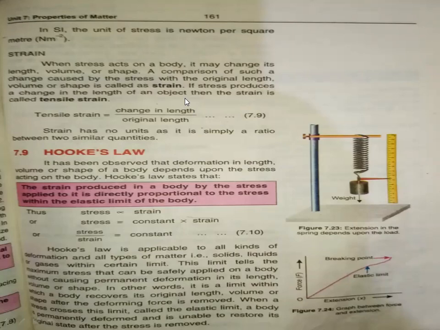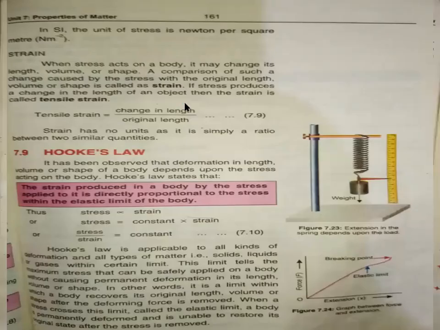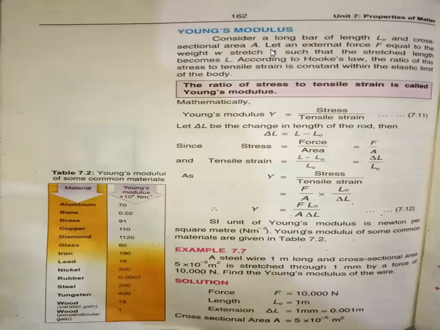Now I move towards Young's modulus. And Young's modulus is on page number 162. Please open page number 162 of your 9th class textbook, because we are going to start Young's modulus. Young is the name of the scientist, physicist.